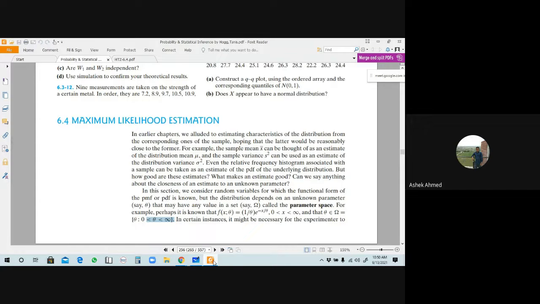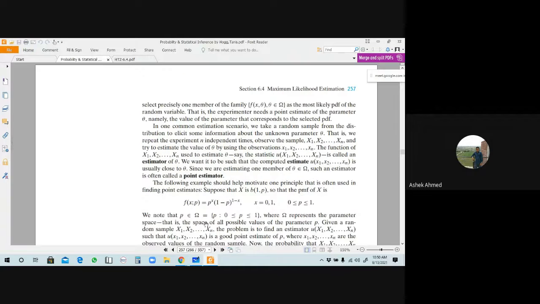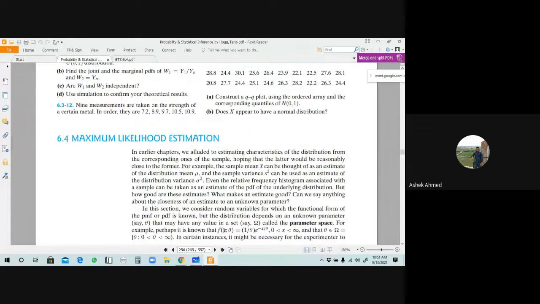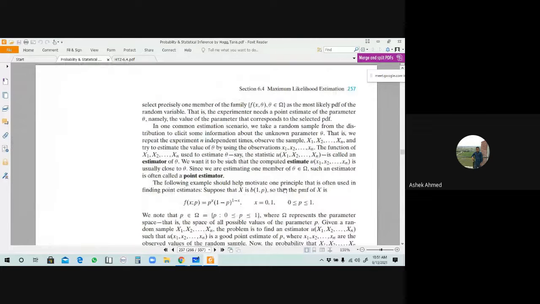For finding maximum likelihood estimation, you have to consider n independent random variables, called here X1, X2 up to Xn, and try to estimate the values of theta. What do we have to do with the random variables here? How many random variables are there here? Only one random variable. But for finding maximum likelihood estimation, you have to consider this random variable as n random variables.